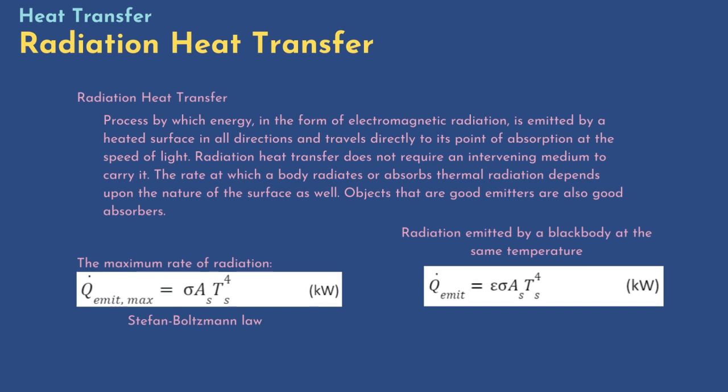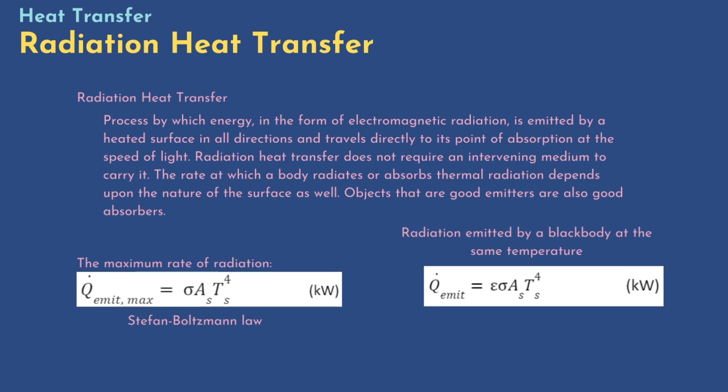Radiation heat transfer. Radiation heat transfer is a process by which energy, in the form of electromagnetic radiation, is emitted by a heated surface in all directions and travels directly to its point of absorption at the speed of light. Radiation heat transfer does not require an intervening medium to carry it. The rate at which a body radiates or absorbs thermal radiation depends upon the nature of the source as well. Objects that are good emitters are also good absorbers.